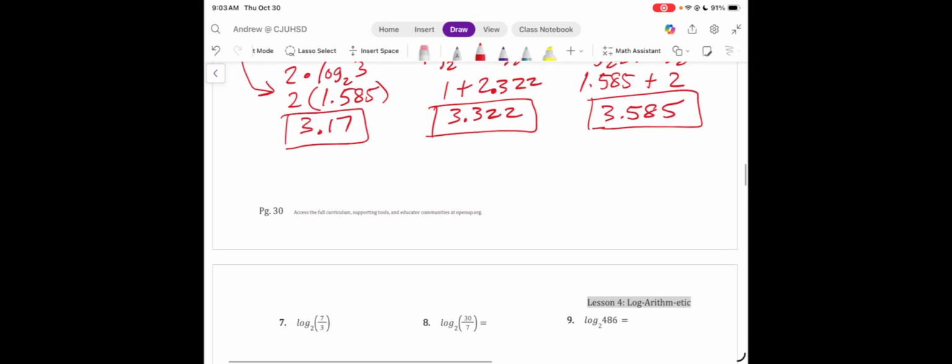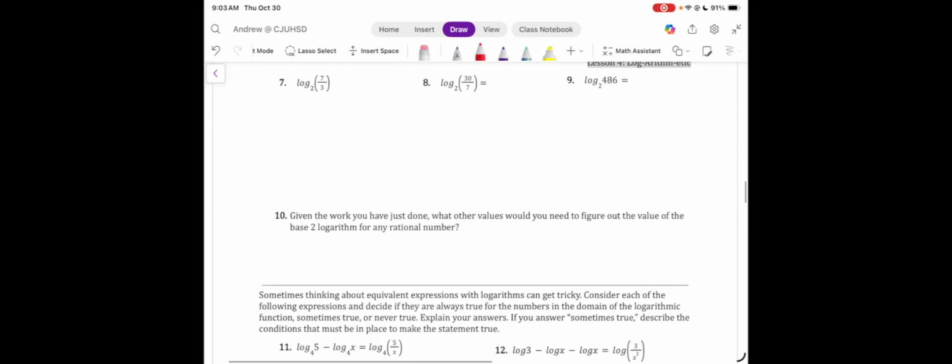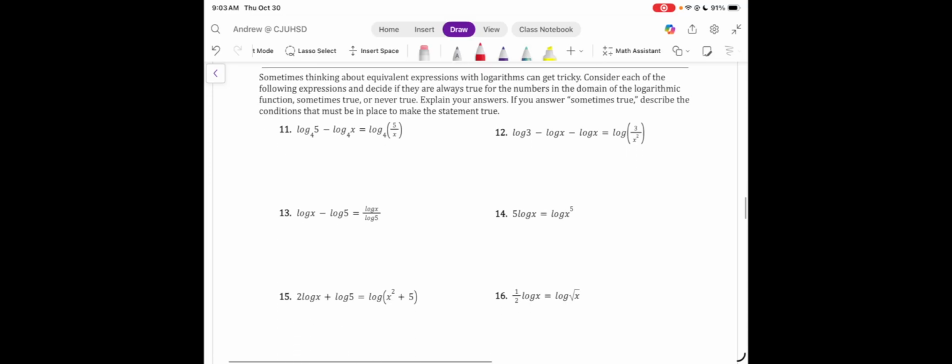And there is some more practice here, we're going to need to skip this for now and go to this last set here. Sometimes thinking about equivalent expressions with logarithms can get tricky. Consider each of the following expressions and decide if they are always true for the numbers in the domain of the logarithmic function, sometimes true or never true. Explain your answers. If you answer sometimes true, describe the conditions that must be in place to make the statement true.